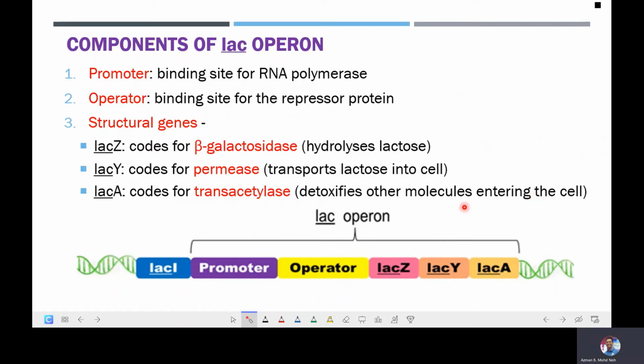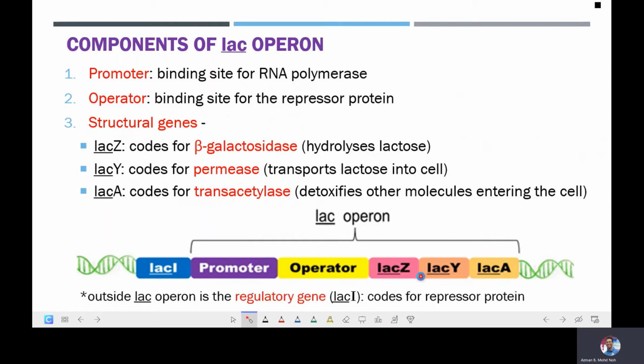So you can see the Lac Operon consists of the promoter, the operator, and the three structural genes over here, the LacZ gene, the LacY gene, and also the LacA gene. And you should notice that there is one more structure outside the Lac Operon, and this is actually a gene known as the regulatory gene, also known as the LacI gene. This gene codes for the repressor protein.